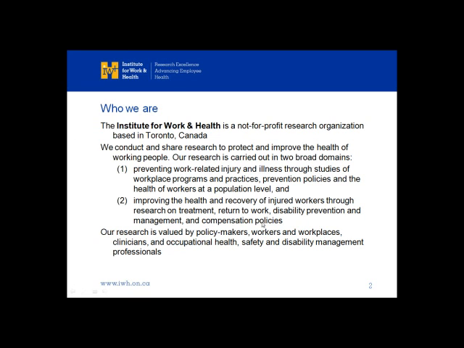What's the Institute for Work and Health? The Institute for Work and Health is a not-for-profit research organization based in Toronto, Canada. So we do research in two broad domains. One is on preventing work-related injury, so making sure that people don't get injured. The other domain is improving the health and recovery of injured workers through research on treatment, return to work, disability prevention and management, and compensation policy. So this presentation, or this study, actually fits in the second domain. And our research is aimed to inform policymakers, workers, workplaces, clinicians, and occupational health, safety, and disability management professionals.